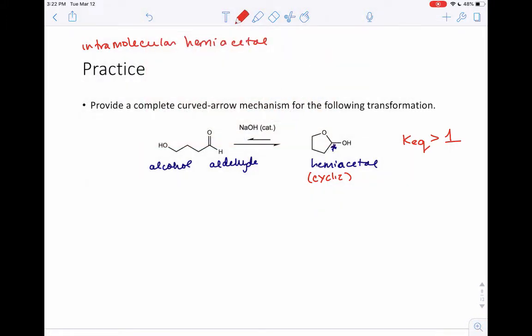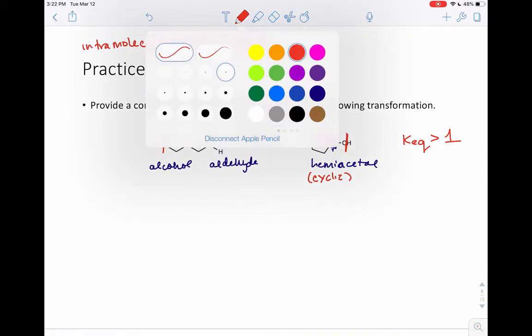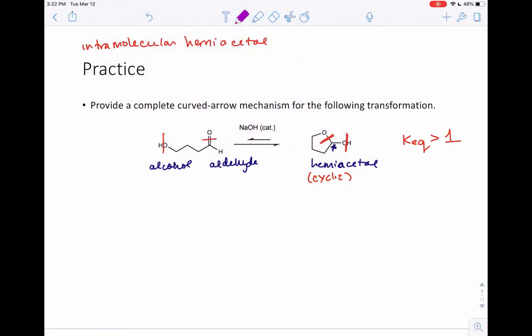So you can see we have 2 bonds to form. We have this CO bond to form, and we have this OH bond to form. We're going to break the pi bond, so just the pi bond, and then we're going to break the OH bond. Let's number our carbons. So the carbonyl carbon, the hemiacetal carbon, I'll call that carbon 1. I'm going to call this oxygen atom 5 because it makes a bond to the carbonyl carbon, carbon 1.